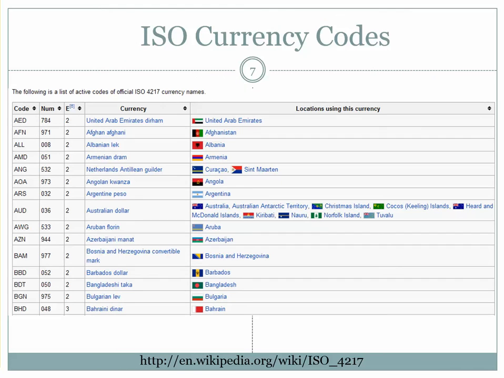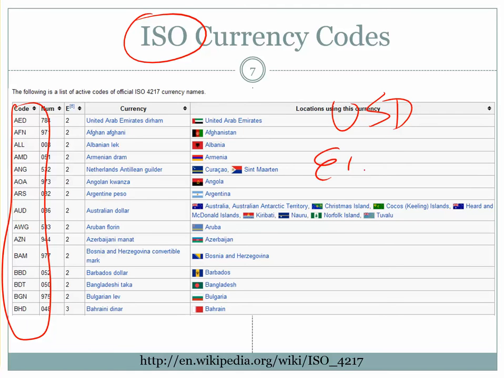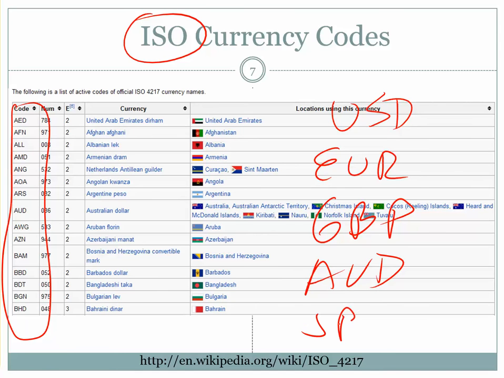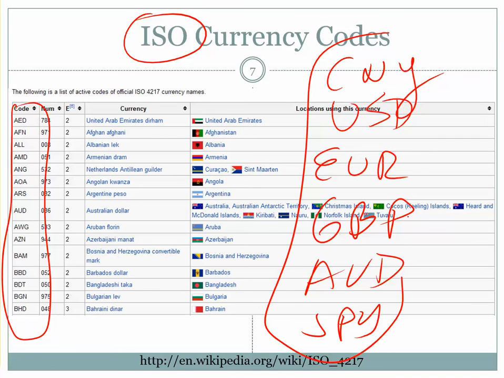So in finance, we use 3-digit ISO codes, or SWIFT codes. So every currency has a 3-character code. So the US dollar is USD, the euro is EUR, the British pound is GBP, the Australian dollar is AUD, Japanese yen, JPY, Chinese yuan, CNY, and so on. So every currency has a 3-character code.